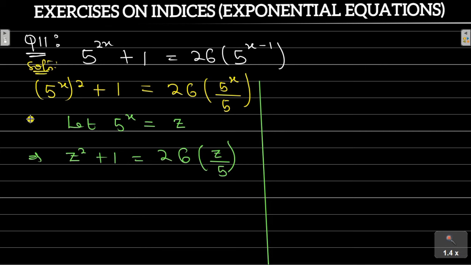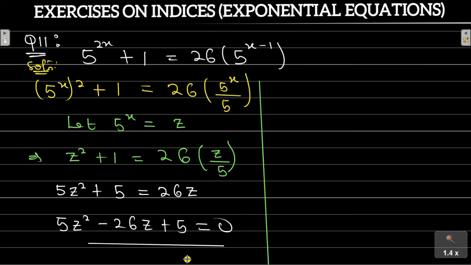And that is going to give me 5z squared. 5 multiplying 1 will be 5, equal to 5 will multiply here, it will cancel this 5, and I will just have only 26 times z, which is 26z. Now take everything to the other side. We will have 5z squared minus 26z plus 5 equal to 0.